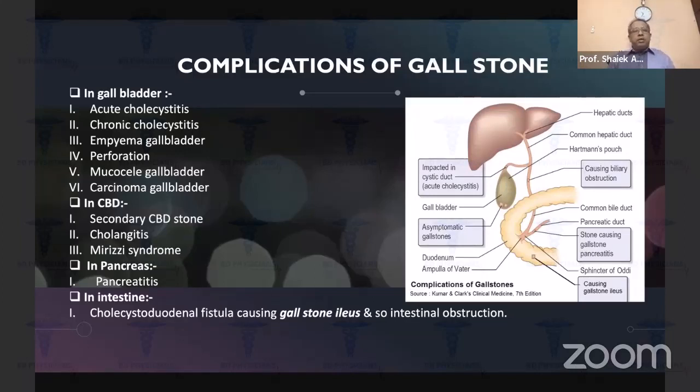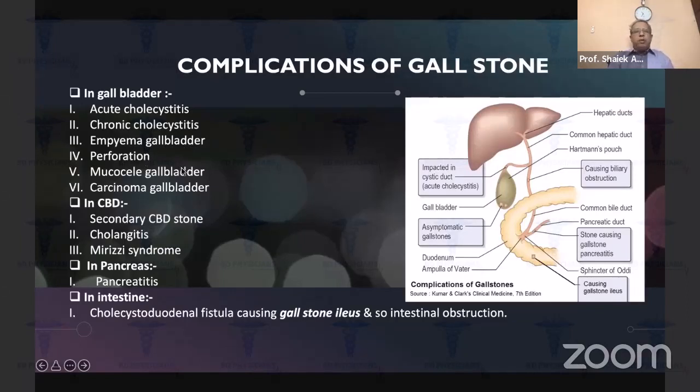The common complications of gallstones are divided like this: in the gallbladder, in the common bile duct, in the pancreas, and in the intestine. Whenever the stone causes infection in the gallbladder, it is called acute cholecystitis, or chronic cholecystitis. Whenever there is infection and pus formation within the lumen of the gallbladder, it is called empyema of the gallbladder. Sometimes the gallbladder becomes necrosed and perforated.